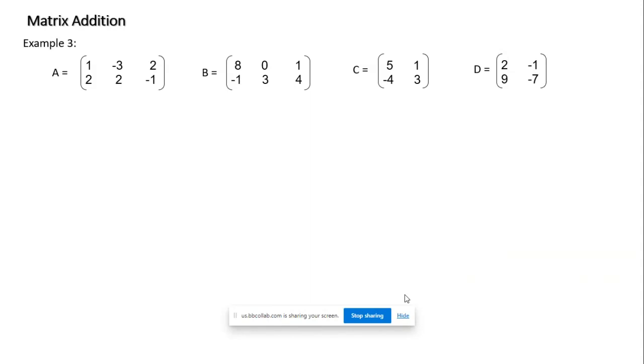Let's say that I have these matrices, A, B, C, and D. Okay, they're all capital letters, so these are my names. So let's go through the sizes of the matrices. The first matrix is a 2 by 3 matrix.